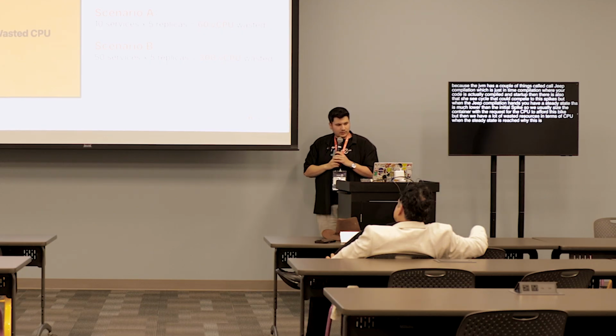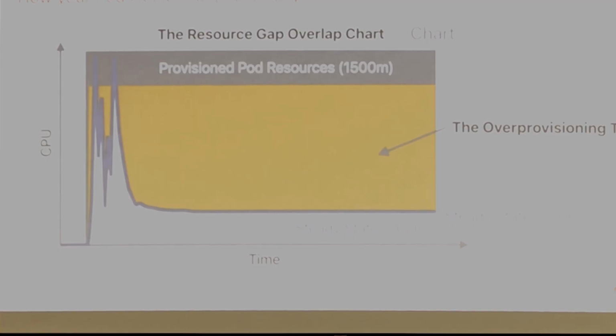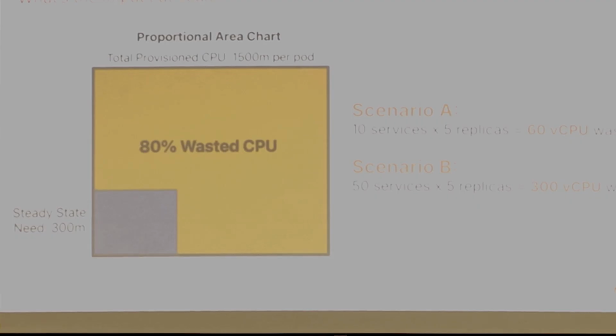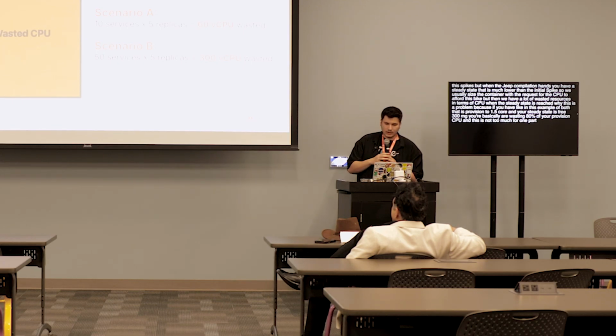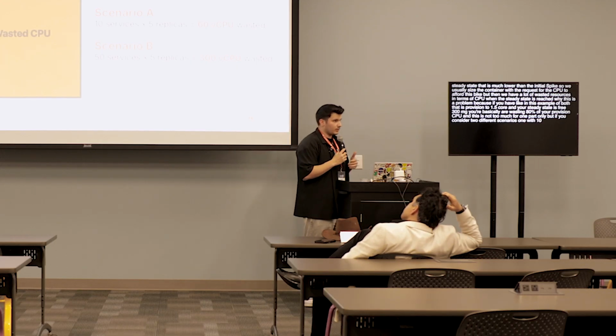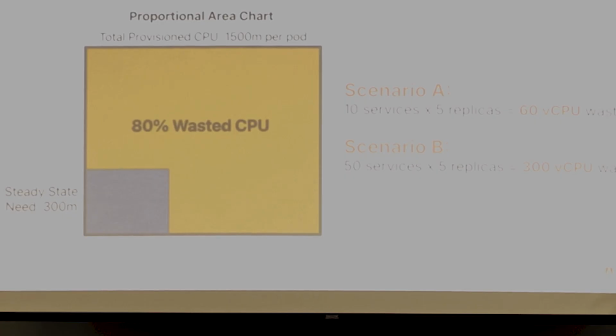Why is this a problem? Because if you have, like in this example, a pod that is provisioned at 1.5 cores and your steady state is 300 millicores, you are basically wasting 80% of your provisioned CPU. And this is not too much for one pod only, but if you consider 2 different scenarios, one with 10 services and the other with 50 services, you are basically wasting a lot of CPU.